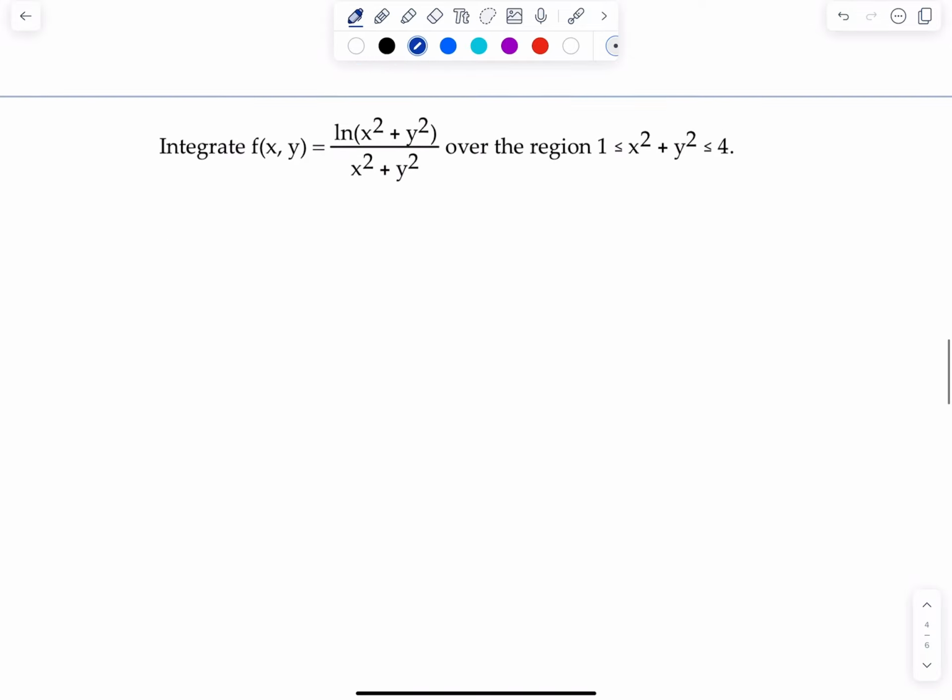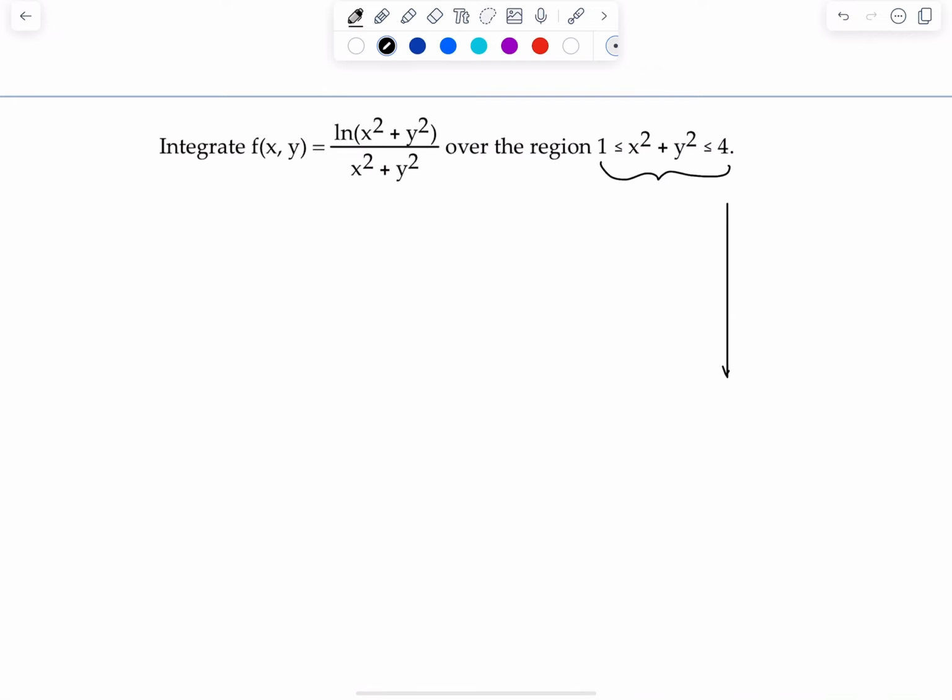Integrate f of x, y equals ln of (x squared plus y squared) over (x squared plus y squared) over the region 1 is less than or equal to x squared plus y squared is less than or equal to 4. Ooh, they didn't tell me whether or not I should use polar, but I mean, come on, look at it. It feels like we would want to do polar. Let's graph the integration region.